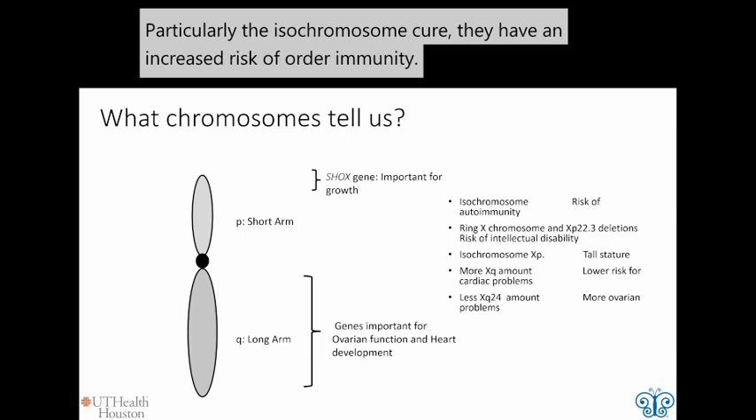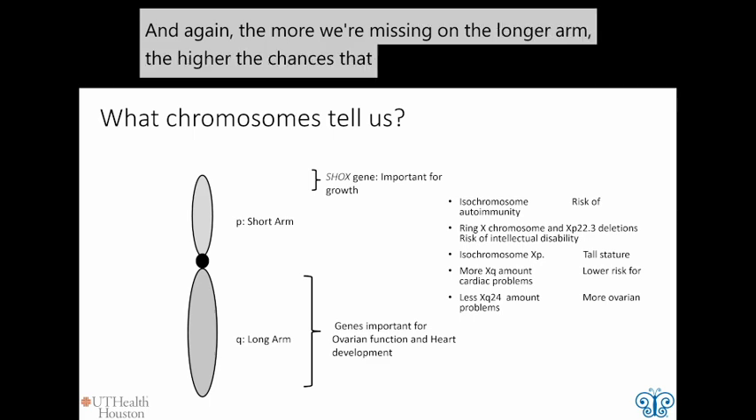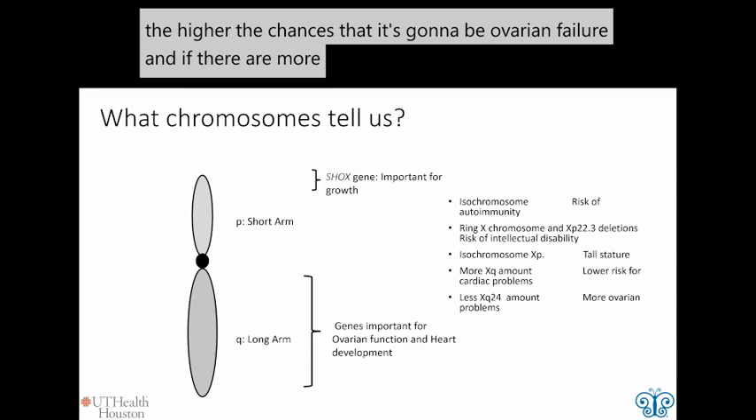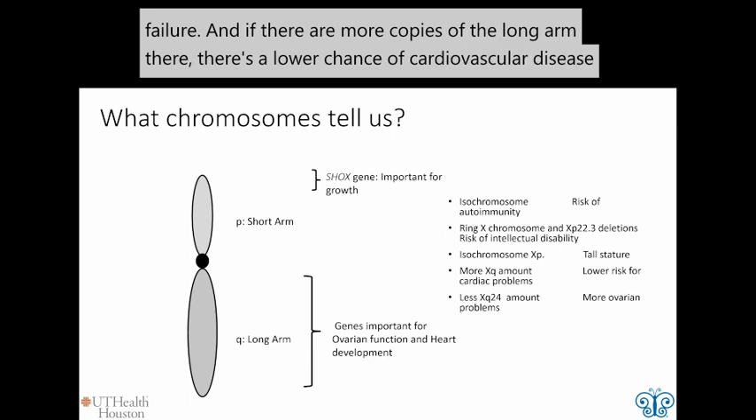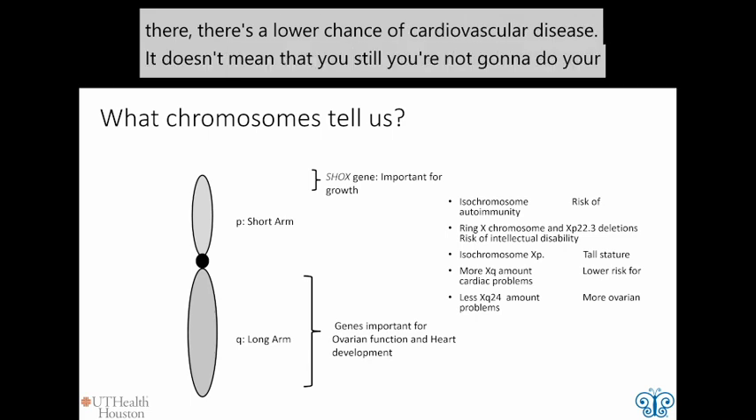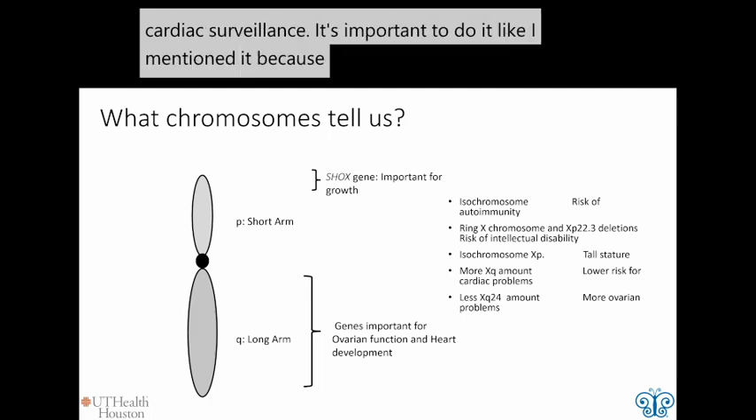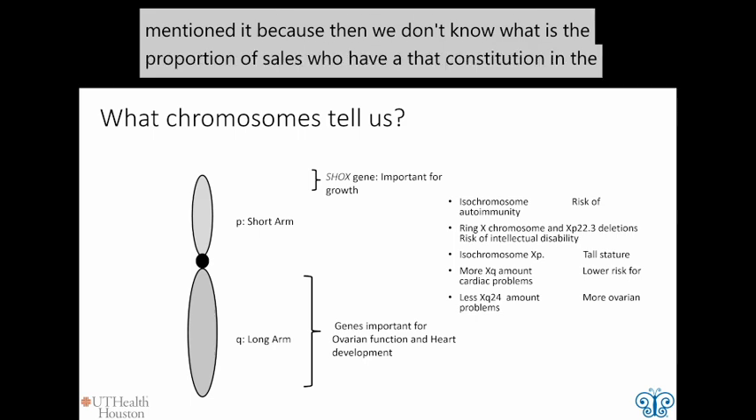And again, the more we're missing on the long arm, the higher the chances that there's going to be ovarian failure. And if there are more copies of the long arm, there's a lower chance of cardiovascular disease. It doesn't mean that you're not going to do your cardiac surveillance. It's important to do it, like I mentioned, because we don't know what the proportion of cells is that have that constitution in the heart or in the blood vessels.